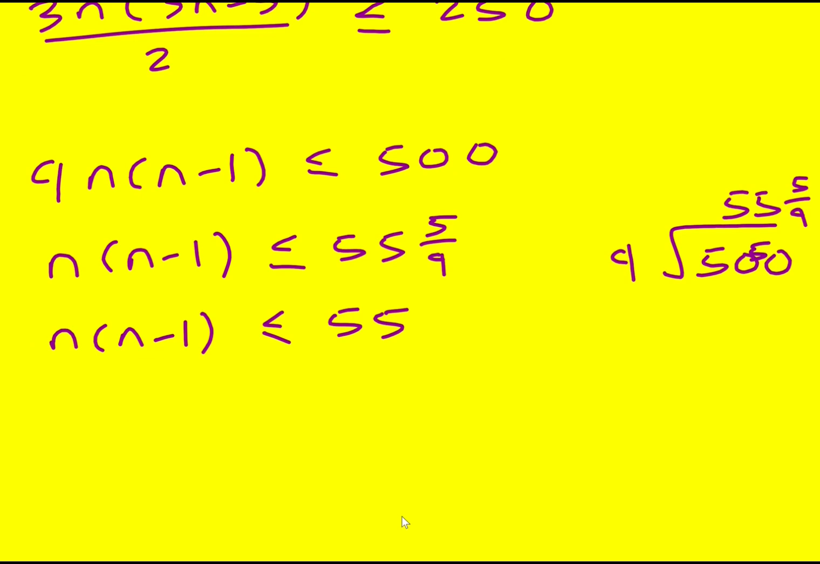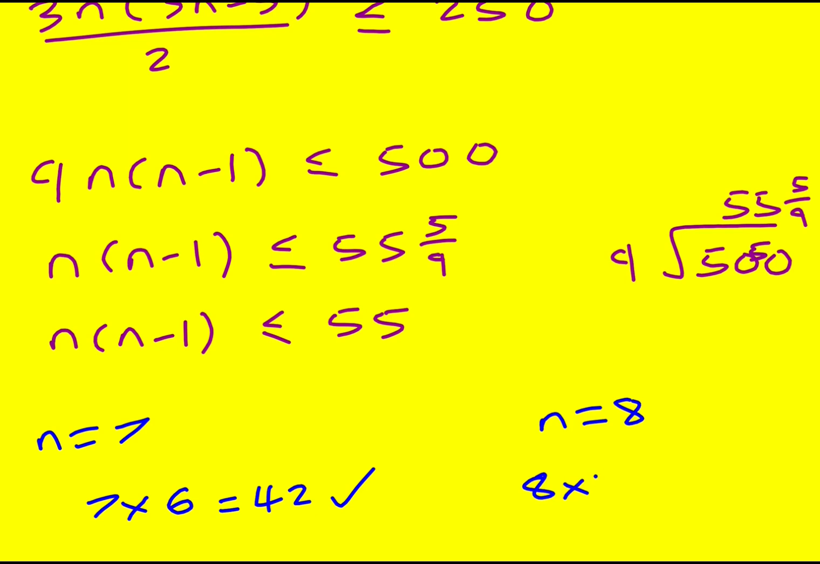Again, we've basically constructed a quadratic inequality, which you may have never learned how to solve. So in this case, I think it's okay to just put some numbers in. If n was equal to 11, we get 110, way too big. If n is equal to 7, then we're going to get 7 times 6, which is 42, that works. If n is equal to 8, then we get 8 times 7, which is 56. So close, but again, not enough. So that's another way of showing that n would be equal to 7.